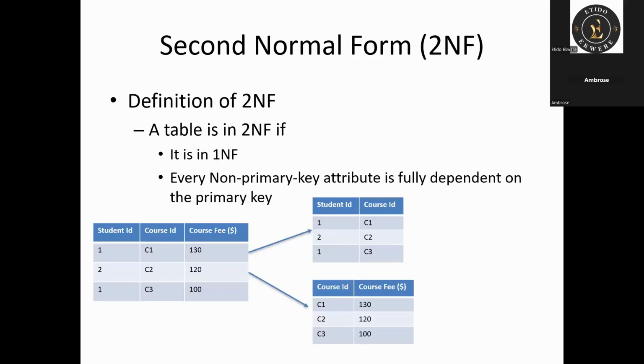Now, for second normal form, a table is in second normal form if, first of all, it is in first normal form.